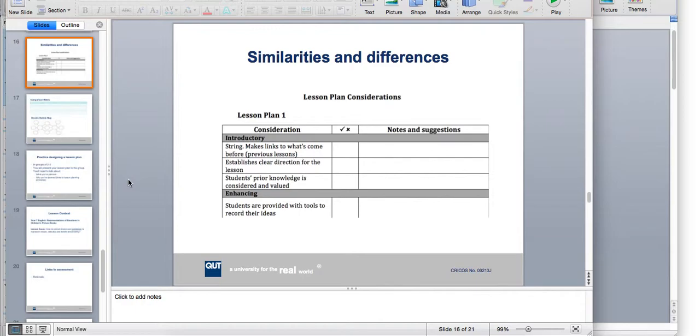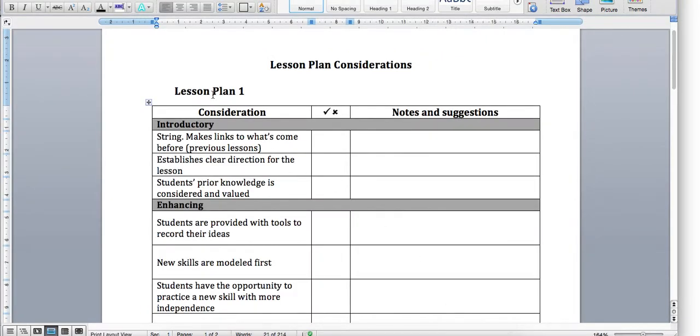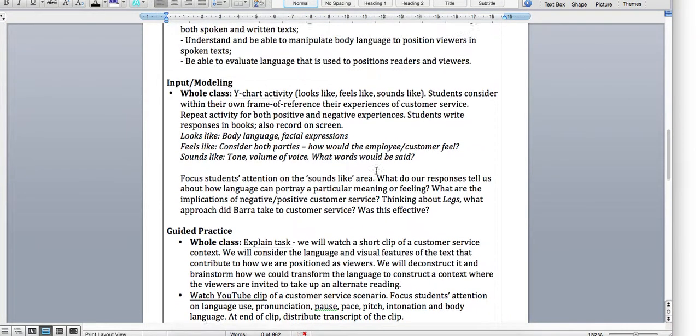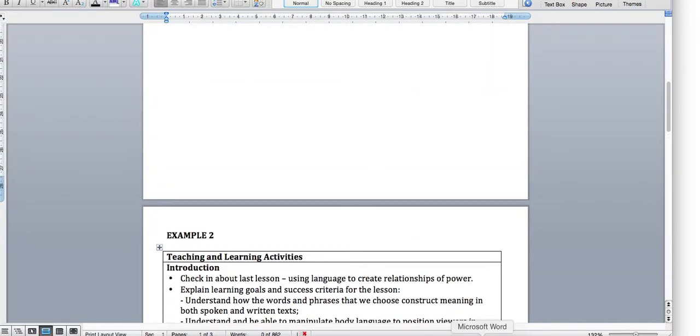So I'll ask you now to stop and go through those 2 lesson plans and assess them and look at the strengths and weaknesses of each one. Neither of them are perfect, but one is certainly better planned than the other one. So go ahead and do that now. Okay, so you've done that now.